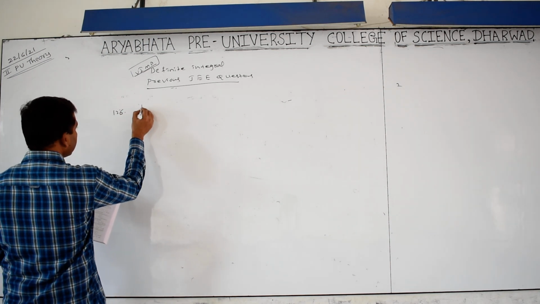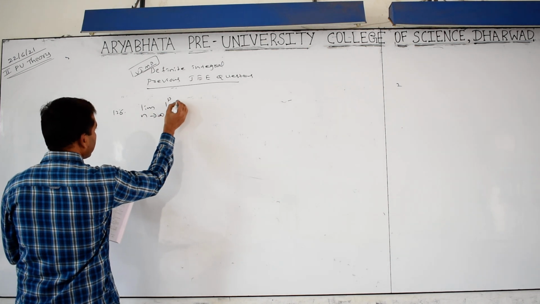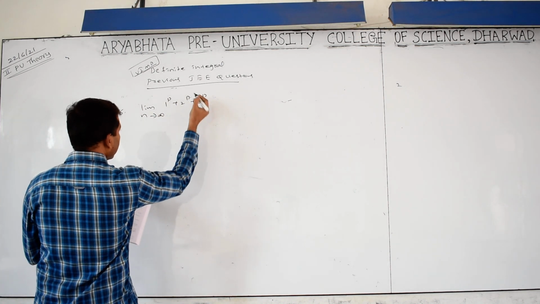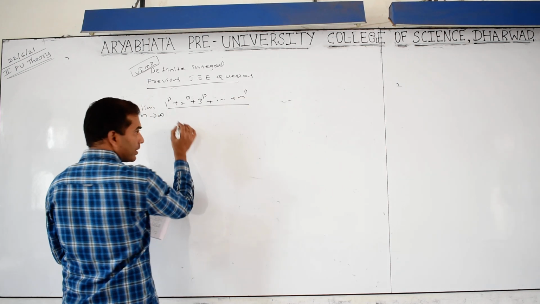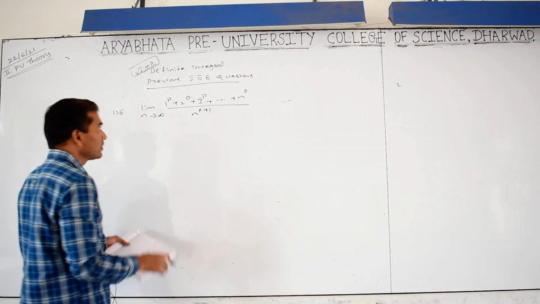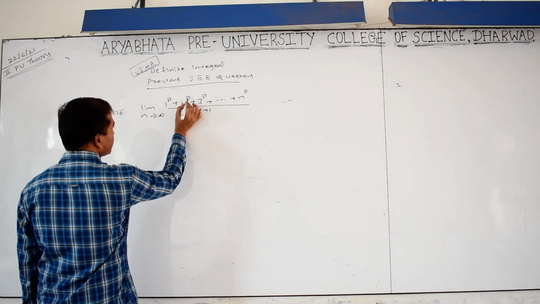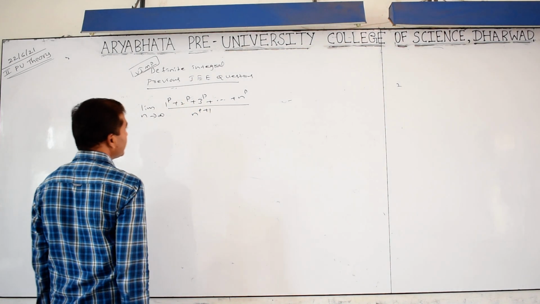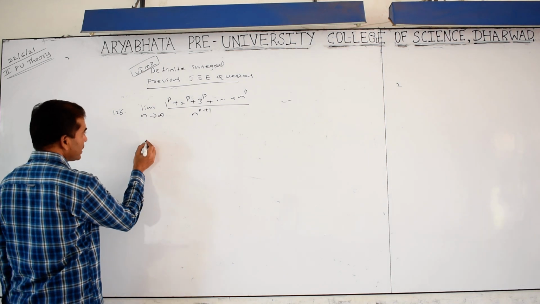126. Limit of n tends to infinity, 1 power p plus 2 power p plus 3 power p plus and so on up to n power p, divided by n power p plus 1. Right? See, this type of question, the way of solving is this.